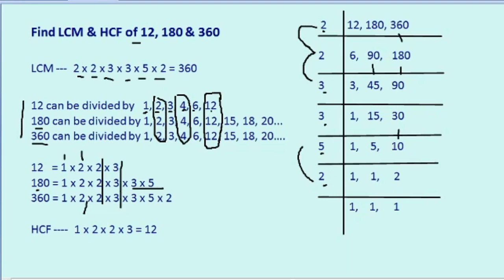After that, this 3 and 5 are common in 180 and 60, but not common in 12. And here also it is not common. So simply what we do, till here we multiply. We have to multiply till here. 1 into 2, 2, 2 into 2, 4, 4 into 3, 12. So 12 is HCF. These are two methods of finding HCF.